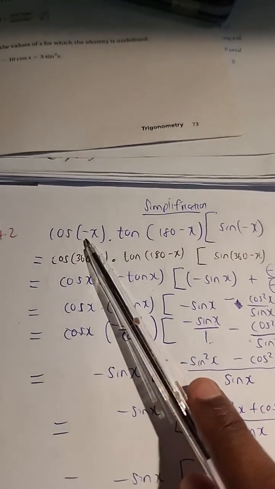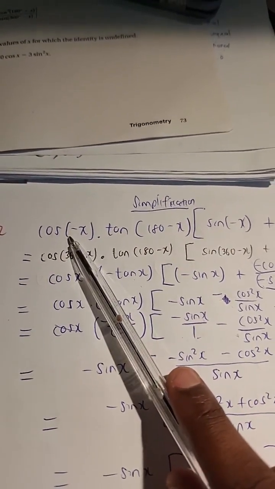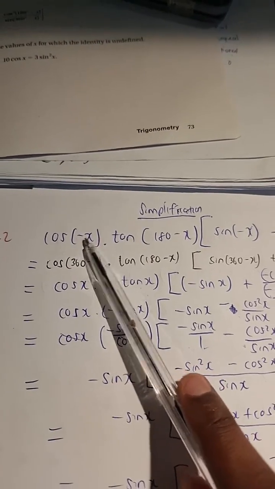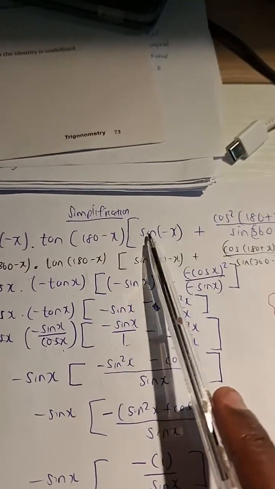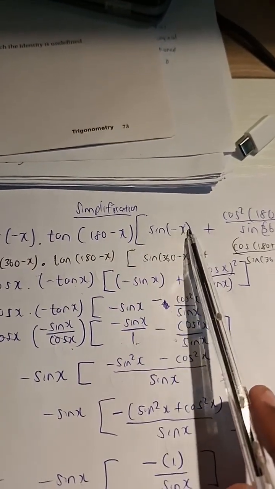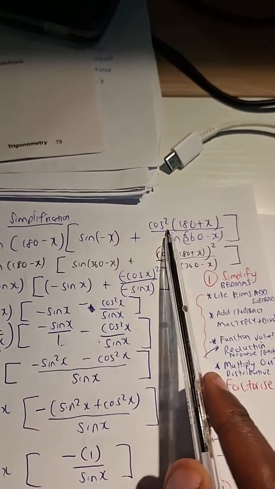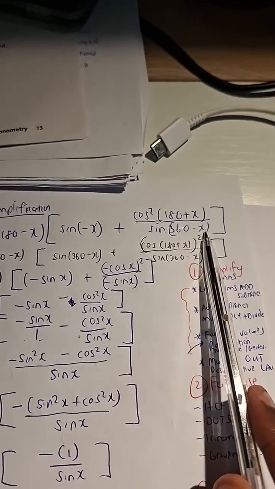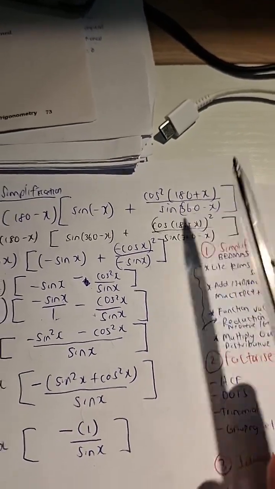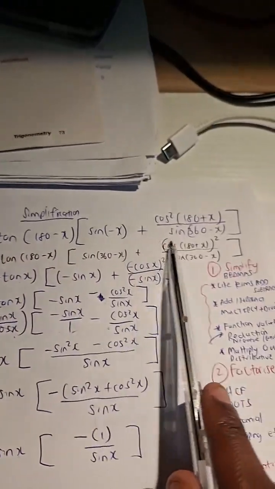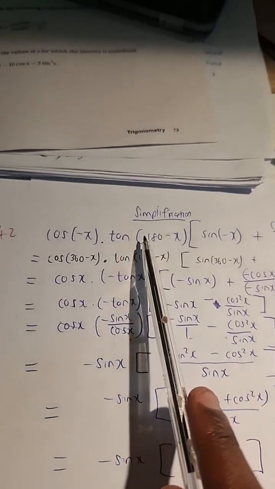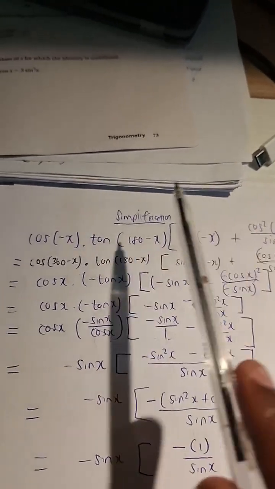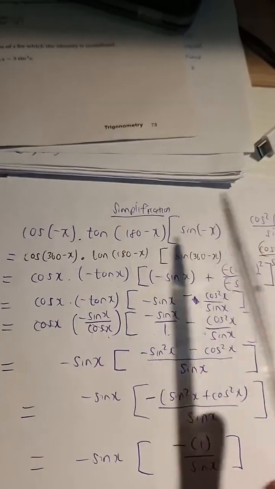So once again, I'm just going to repeat it. Cos of negative x times tan of 180 minus x into sine brackets sine of negative x plus cos squared into 180 plus x over sine of 360 minus x, close bracket. So if we look at the situation here, yes, simplify, factorize, identity. You are jumping across.